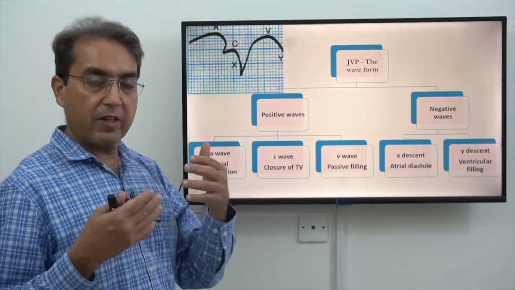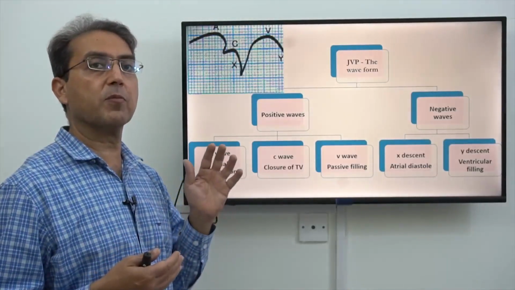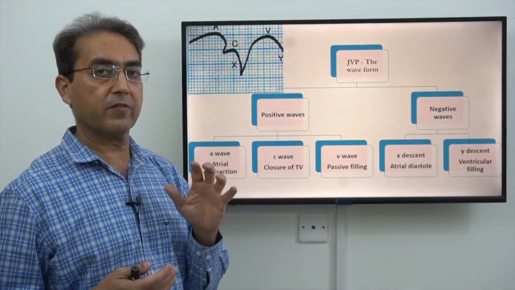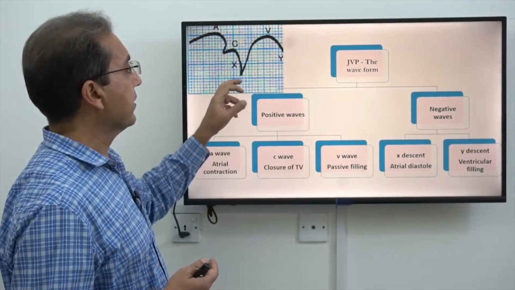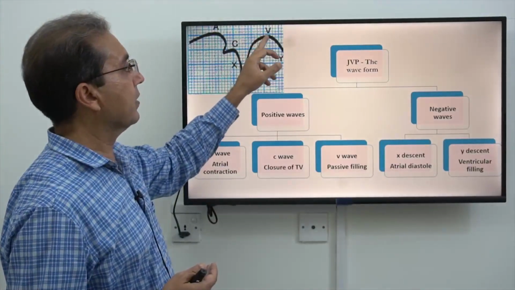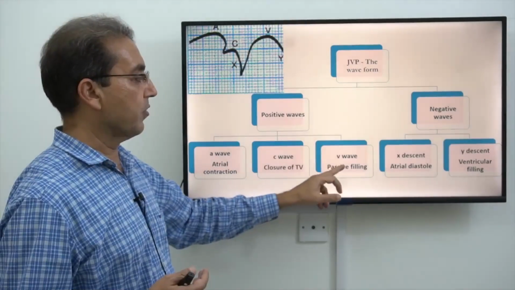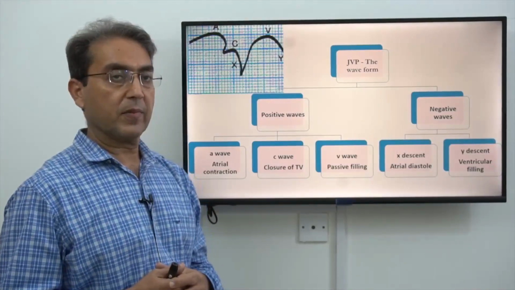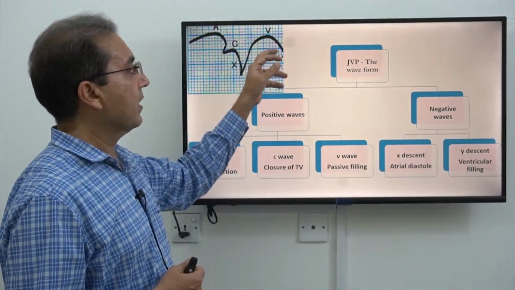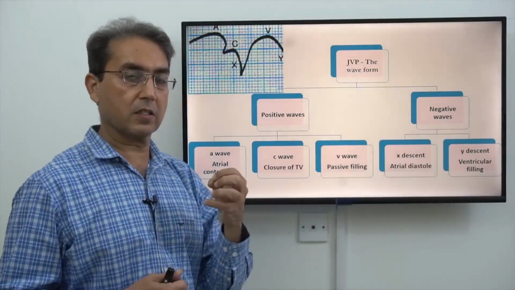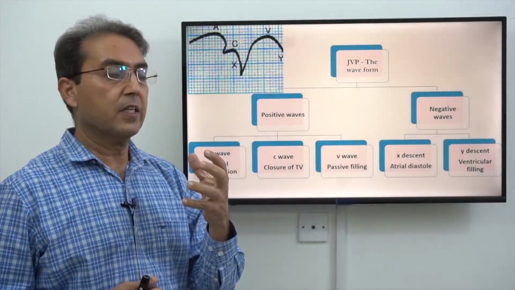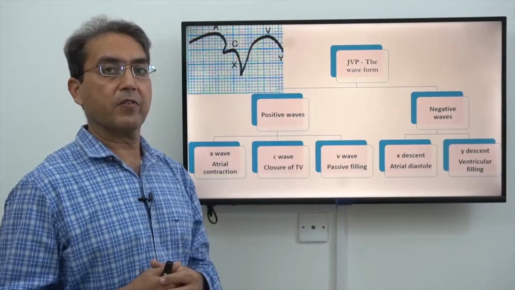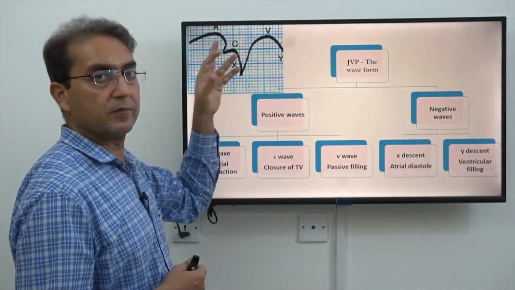And then when the atrium relaxes, the blood coming from the inferior and superior vena cava is now filling the right atrium. The right atrial pressure starts rising, so you get the third positive wave, that is the V wave, because of the passive filling of the right atrium. And when the systole ends and the diastole starts, the ventricle relaxes, the tricuspid valve opens, and the blood rapidly moves into the right ventricle. So there is a Y descent.